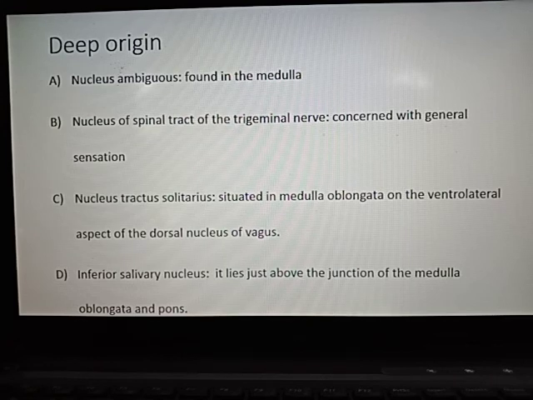The impulse is relayed here. Then the postganglionic fiber runs along the auriculotemporal nerve, and this fiber goes to the parotid gland.